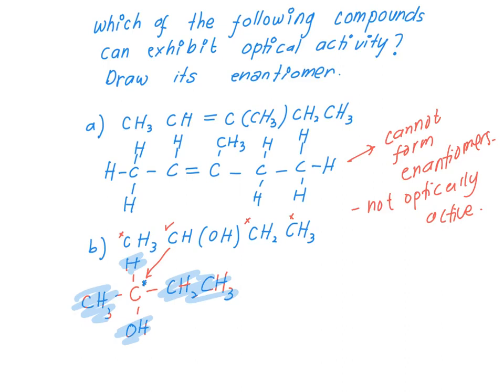So you can say that structure B can form enantiomers since it has a chiral carbon. So I can say that it is optically active, since it has a chiral carbon. Okay, so that is all. You can proceed to the rest of the questions.